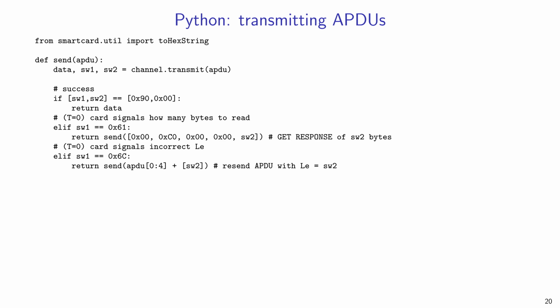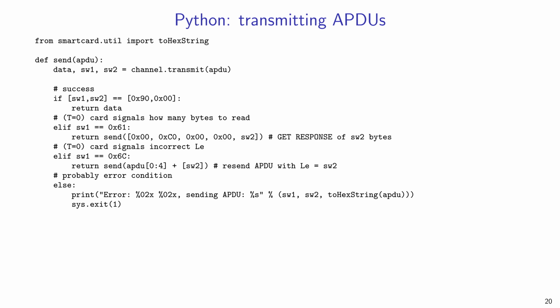The same applies to a status word starting with 6C, in which case the same APDU is resent but with the corrected length expected field. So these are the workarounds for the T0 protocol. If the status word is something else, an error message is printed and the execution of the script stops. This is done to stay on the safe side.